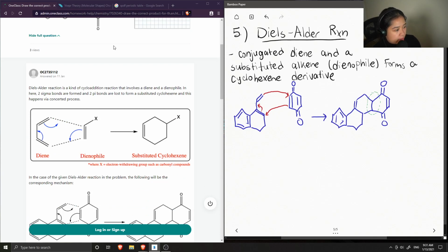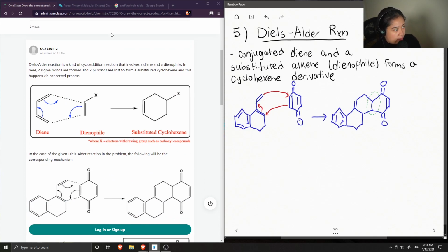Now if we see what the junior tutor said, a Diels-Alder reaction is a cycloaddition reaction that involves a diene and a dienophile. In here, two sigma bonds are formed and two pi bonds are lost to form a substituted cyclohexene. And this happens via a concerted process. Okay, so they show dotted lines as to where the new bonds will form. They have your diene and your dienophile, and the substituted cyclohexene that is formed.